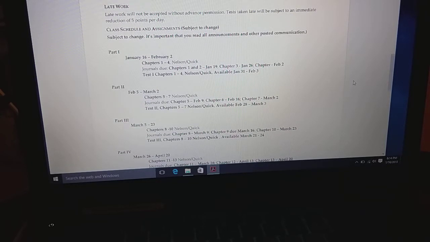Okay, so here we go. There's late work. You can't turn in late work without advance permission. Any tests that are taken late will be subject to a reduction of 5 points per day, and the same goes for the journals and the case study. So anyway, here are the 5 parts.